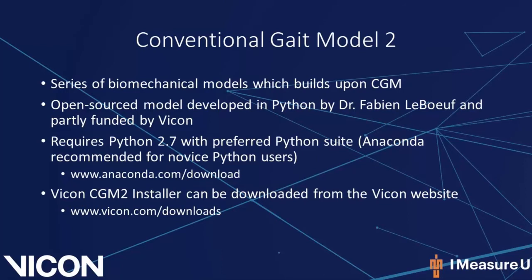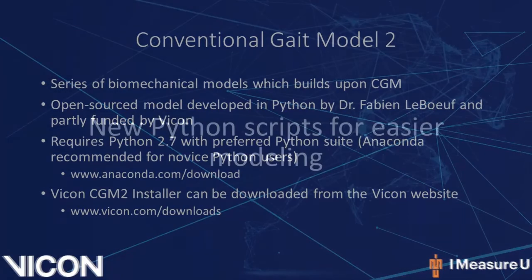In order to run CGM2, you will need Python 2.7 with your preferred Python suite. If you have no experience with Python, it is recommended to install the Anaconda Python suite, which will install all the necessary packages for CGM2. You will also need to download the CGM2 installer from www.vicon.com/downloads. For further details on CGM2, please watch the tutorial using the Conventional Gait Model 2 in Nexus 2.8.